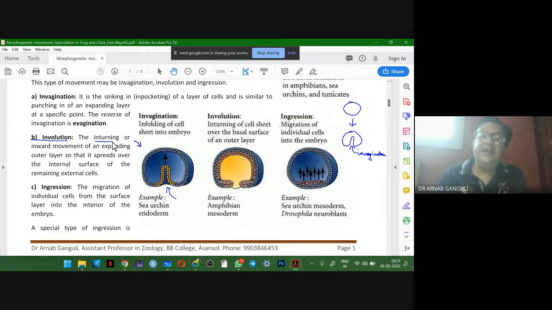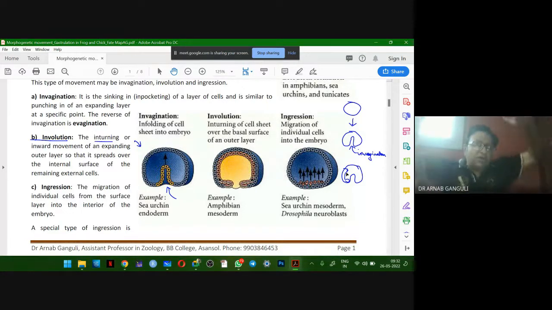So the cell has gone inside, it has come inside, okay? Now these cells, some cells from here gradually will start to go like this. From the inside it will cover the coating. It has already gone inside. This has gone inside. But from the inside now it will start to coat. Another layer of cell will coat. This movement is known as involution.